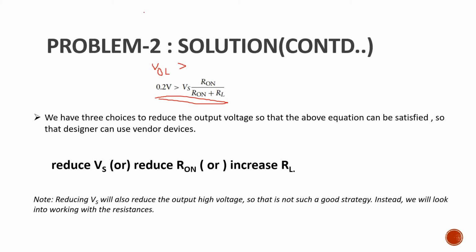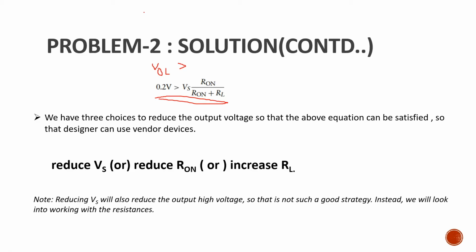We have 3 choices here. You can change the VS to get this equation satisfied, or by changing the RL, you can get the value less than 0.2, or else at the end, we have the R on resistance also. That's what we have written here. By reducing the VS, increasing the RL, or reducing the R on, you can achieve this condition.